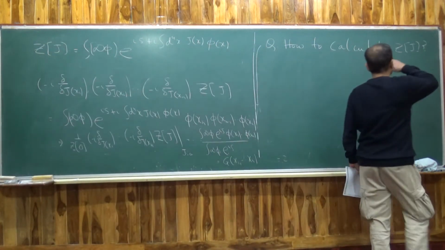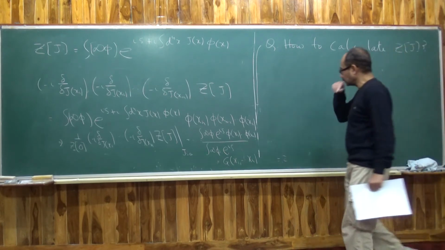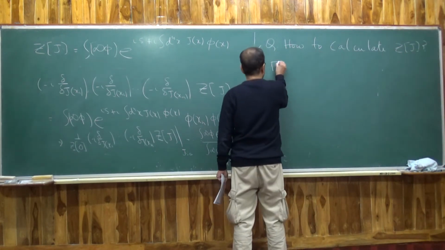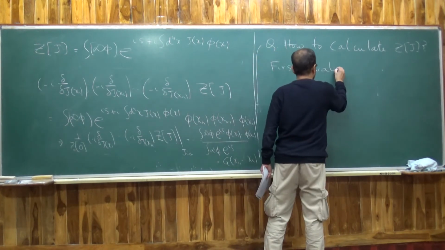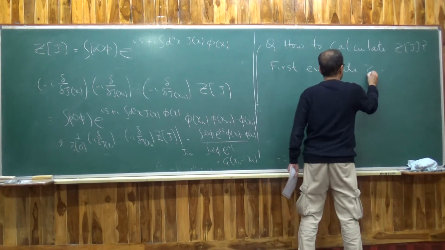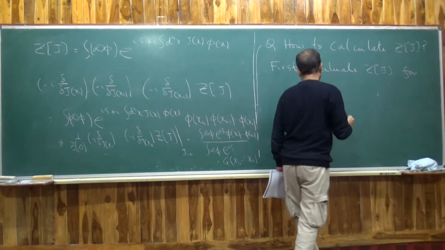So to calculate Z of J, we are going to use perturbation theory. In principle you can try to develop non-perturbative techniques for doing this calculation, but we will be focusing on perturbation theory. So first evaluate this for free field theory, for free scalar fields.